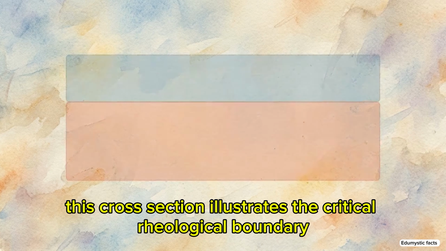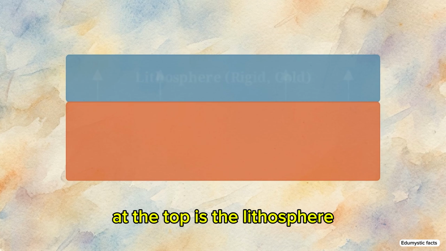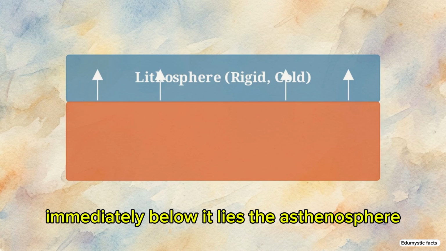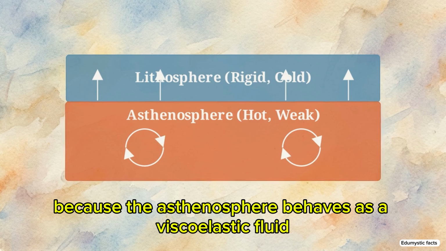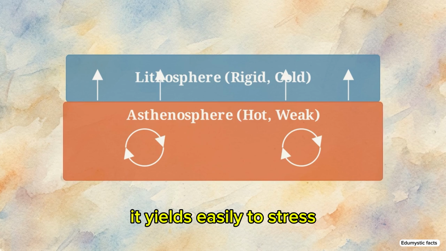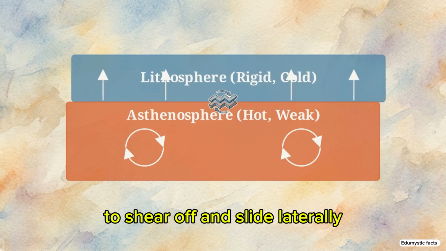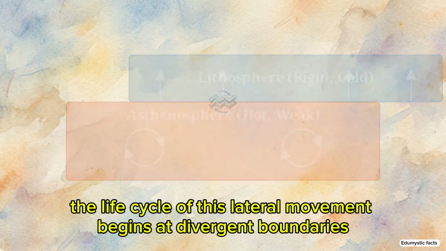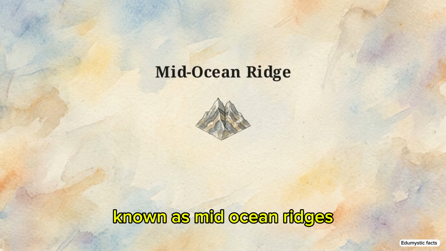This cross-section illustrates the critical rheological boundary of the Earth's outer layers. At the top is the lithosphere, a cold, rigid shell that loses heat through direct conduction. Immediately below it lies the asthenosphere, a hotter, weaker layer that loses heat through convection. Because the asthenosphere behaves as a viscoelastic fluid, it yields easily to stress. This structural weakness allows the rigid lithosphere above to shear off and slide laterally, moving independently of any deeper mantle currents.